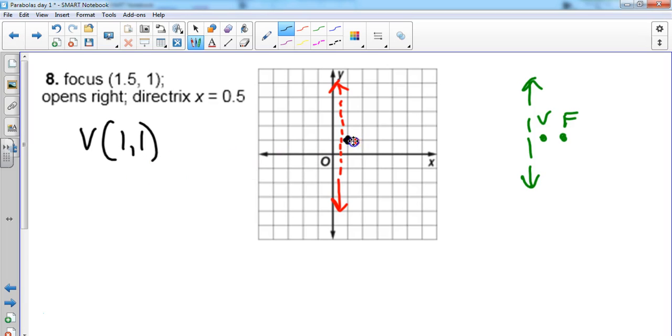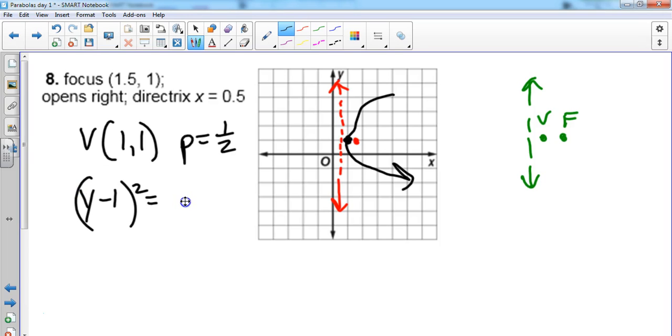What is the P, or the distance? P is 1/2 or 0.5. Opening to the... Oh my goodness, that was bad. So the equation? Y minus 1 squared equals 4 times 1/2, which would be 2. Okay, did we get the right variable squared for one that's opening to the right? Okay.